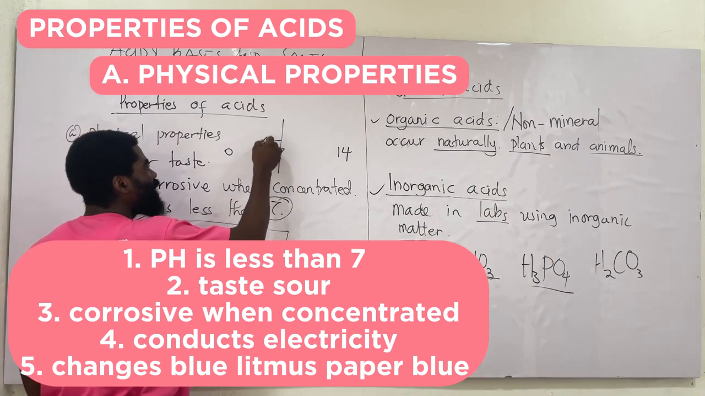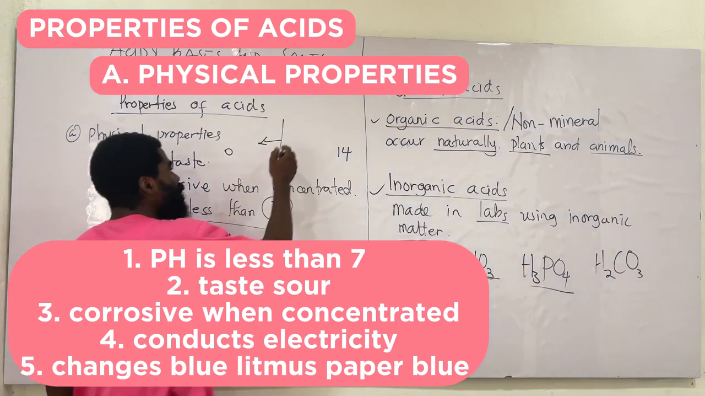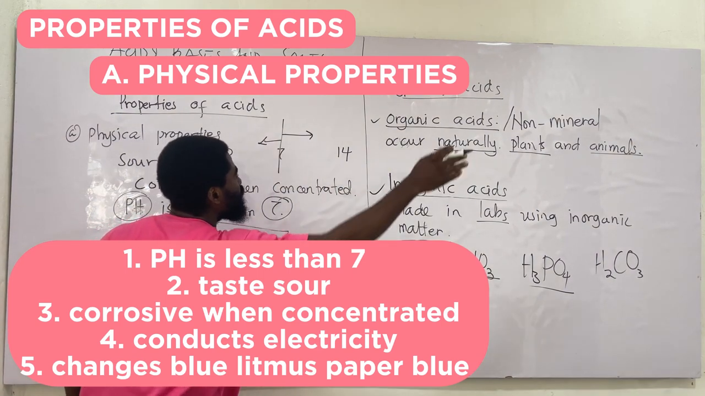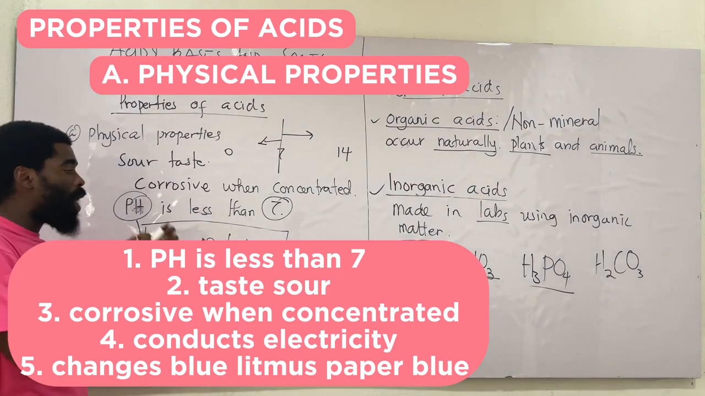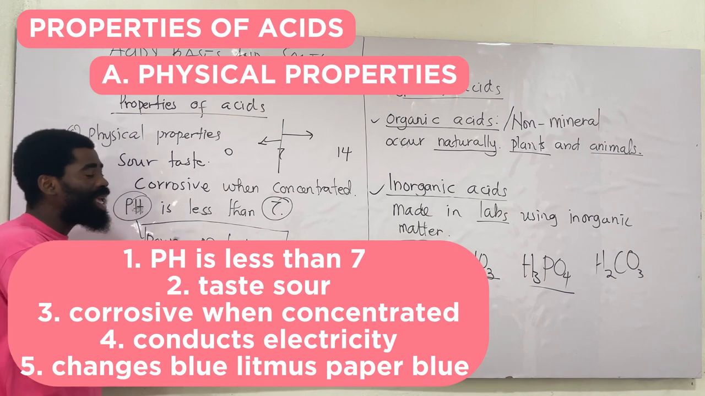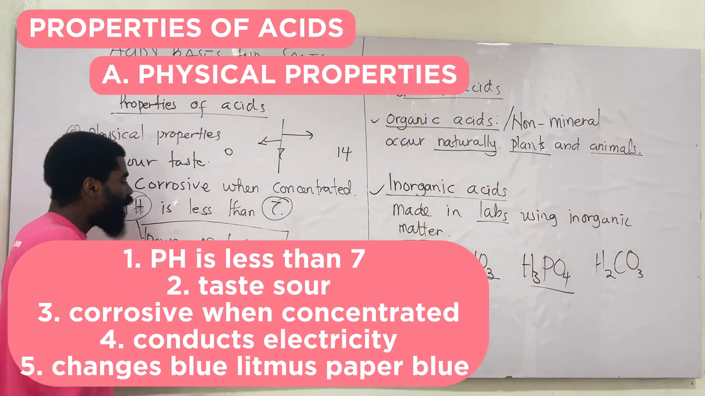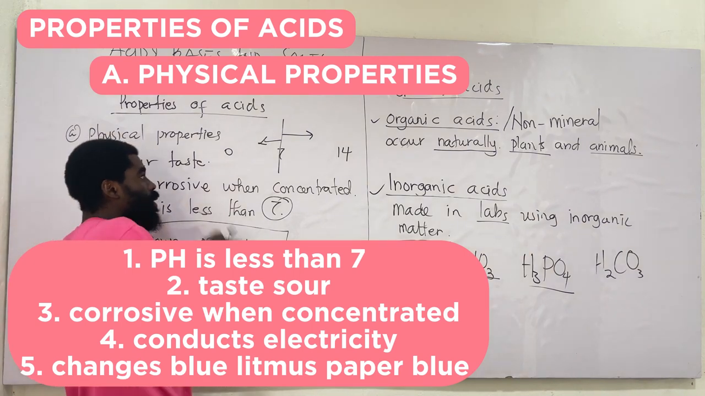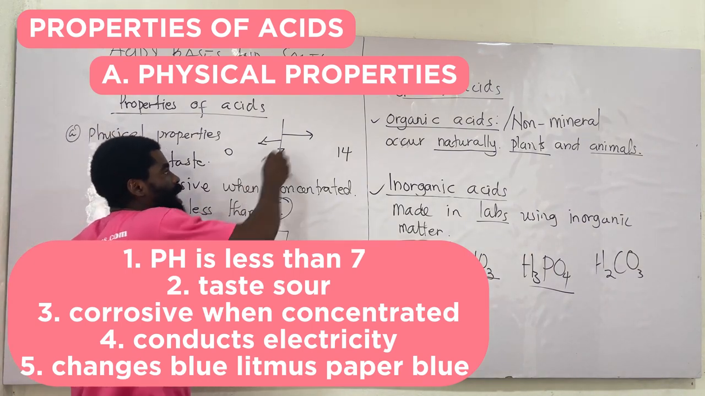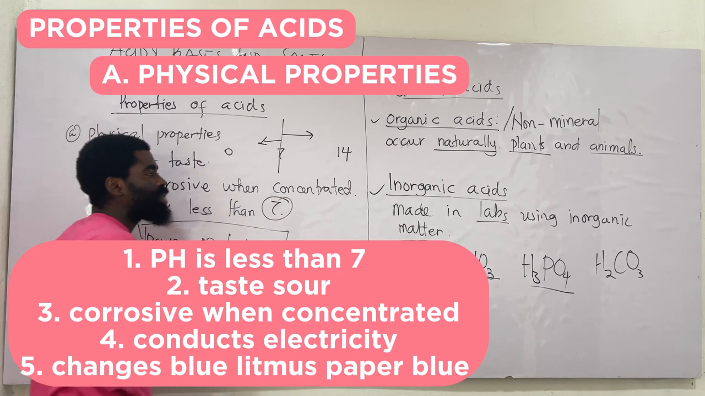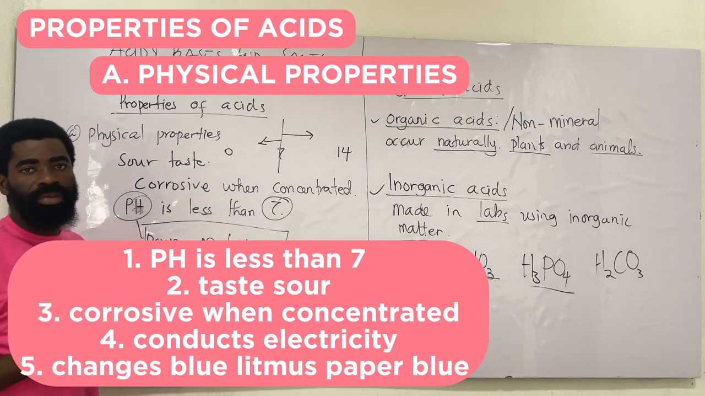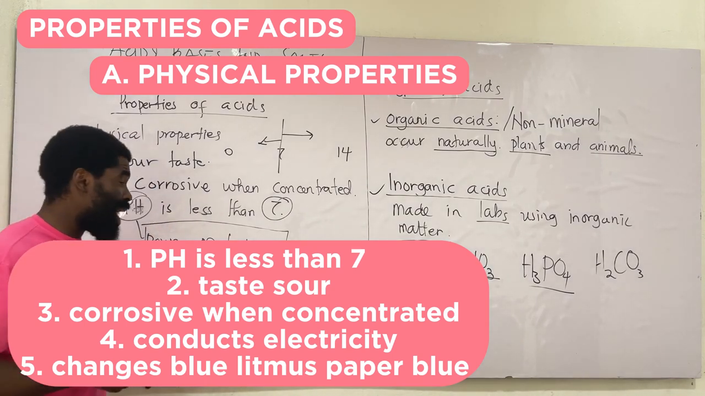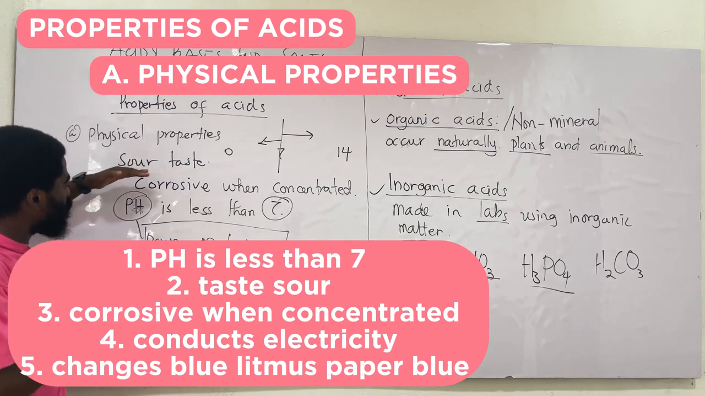So anything less than 7 is an acid. We'll look at the pH scale soon. Then anything greater than 7 is a base. So for acids, they have pH less than 7. The power of hydrogen in it is more. If the hydrogen becomes less and the OH becomes more, then the substance becomes a base. I hope you get the point. I'll explain all that, but let's take it one after the other.